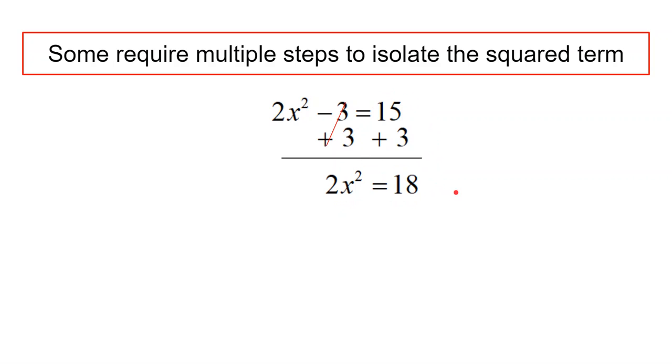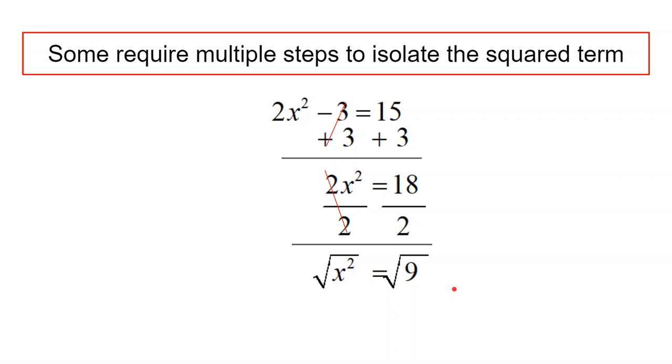Now x squared is still not by itself, we have that 2 in front, so divide each side by 2, cancels out the front number. Now we have x squared by itself, and then 18 divided by 2 is 9. Again, you can go back to Desmos, because we can take the square root, or if you know, square root of 9 is 3. So in this case, x equals 3.